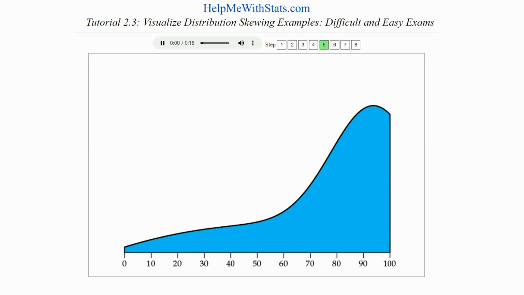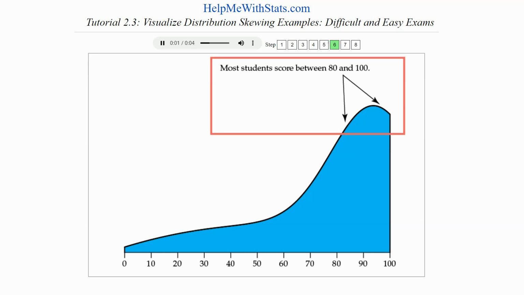Here is a distribution of scores for an easy exam. Students loved this exam. The distribution of scores is negatively skewed. This distribution has a ceiling effect because most of the scores are squished up against the highest score of 100, which represents the ceiling. Most students scored between 80 and 100 on this exam.